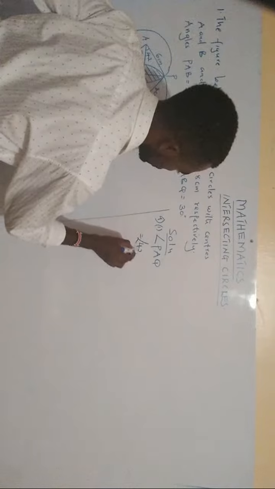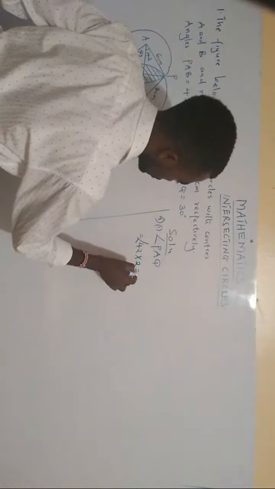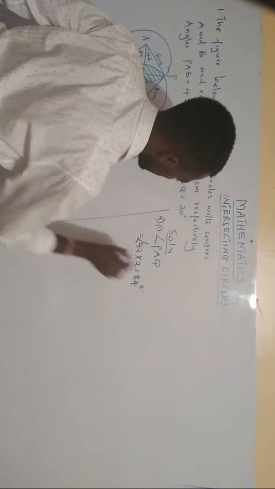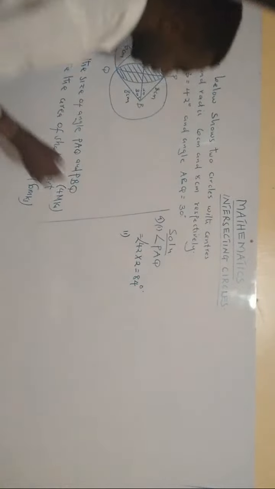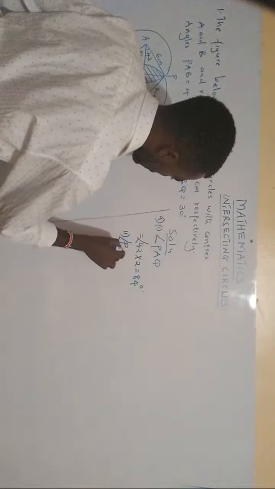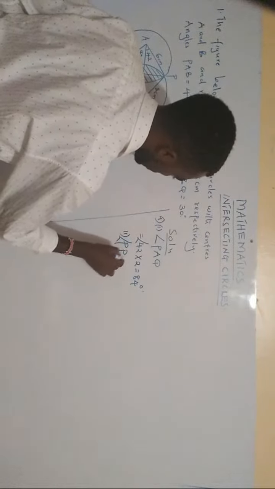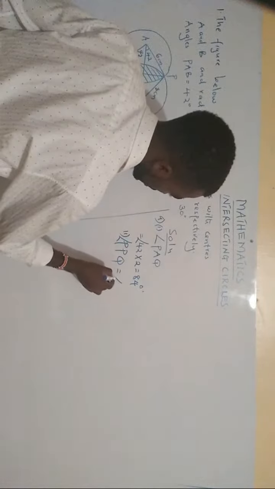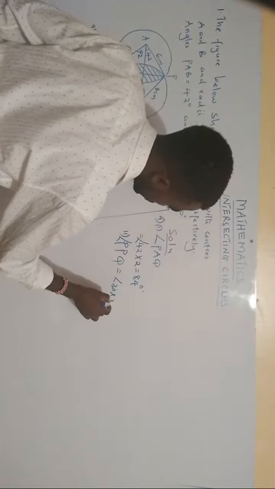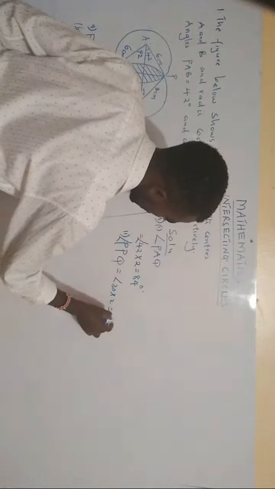Angle 42 multiplied by 2, which will be 84 degrees. That's Roman 1. And Roman 2, angle PBQ will be 30 multiplied by 2, which will be 60 degrees, and that is 4 marks.